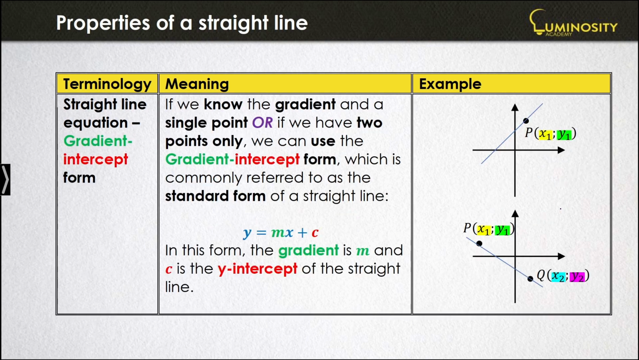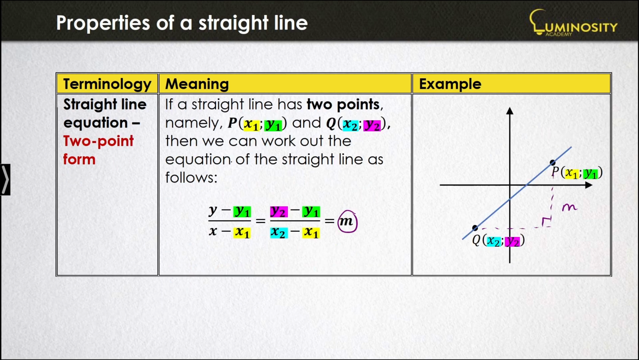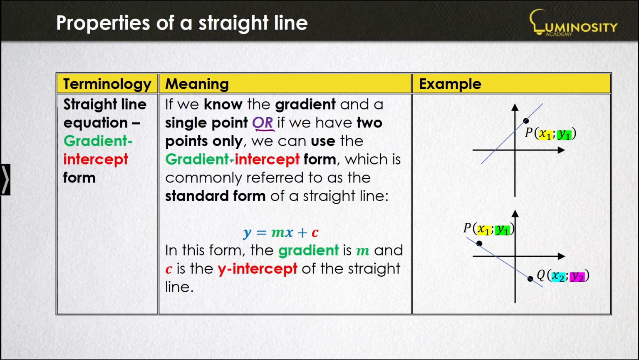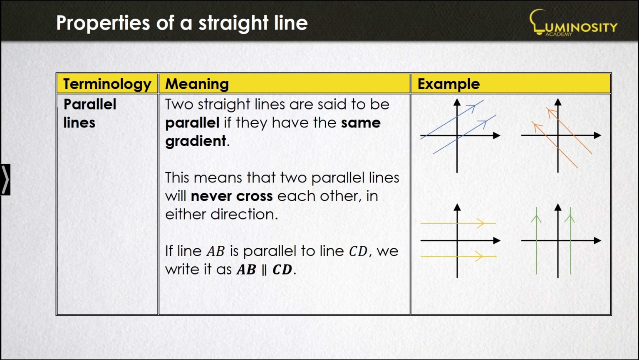All right. And then lastly, we have the gradient intercept form, which is usually the most commonly used one. This means if we know the gradient and a single point, or if we have two points only, we can use the gradient intercept form. So it's a combination of these previous two. That's commonly referred to as the standard form of a straight line, y equals mx plus c, where m is the gradient and c is the y-intercept of that straight line.